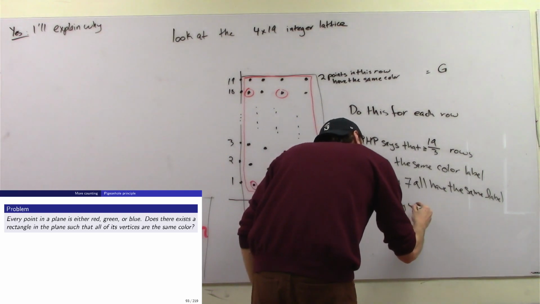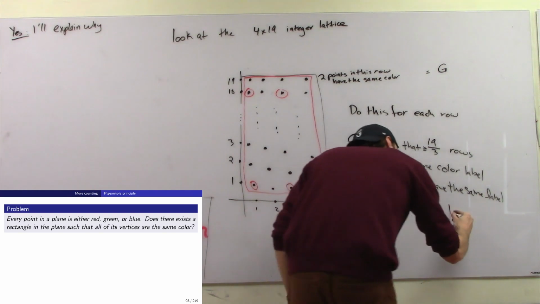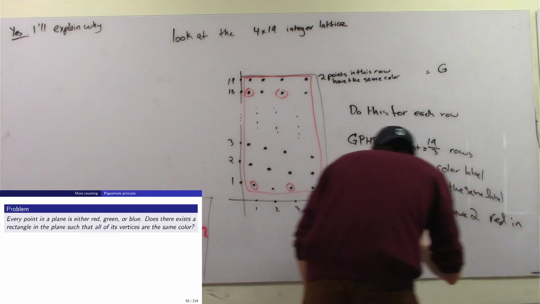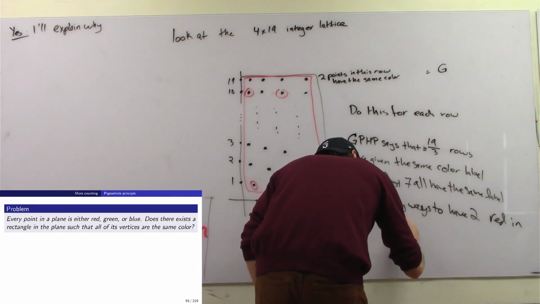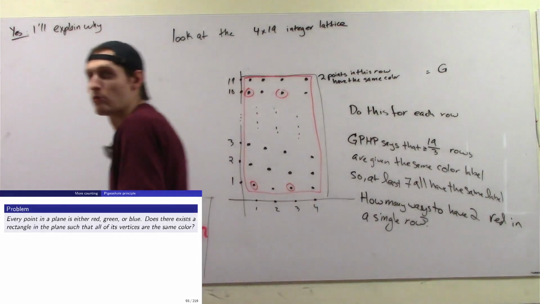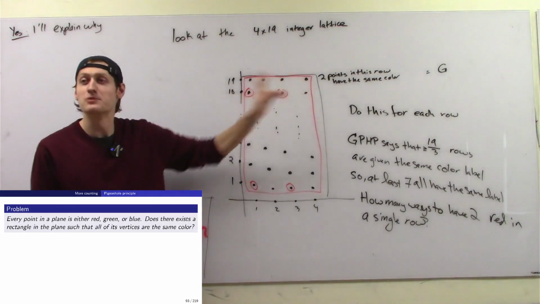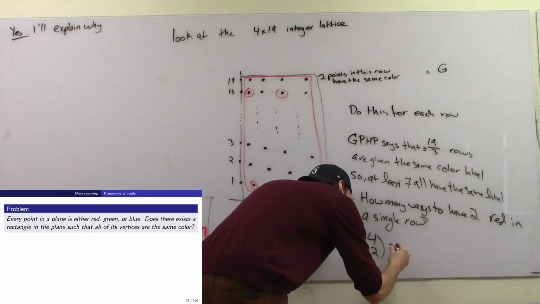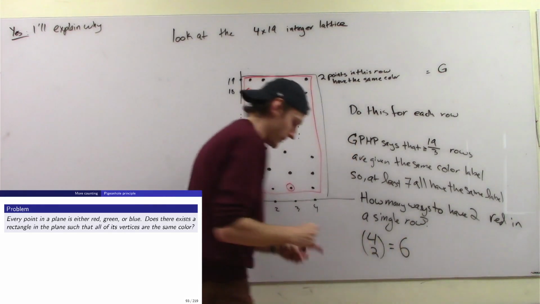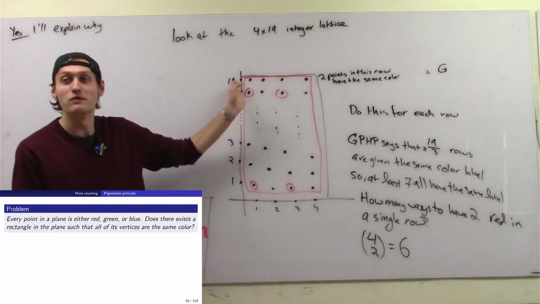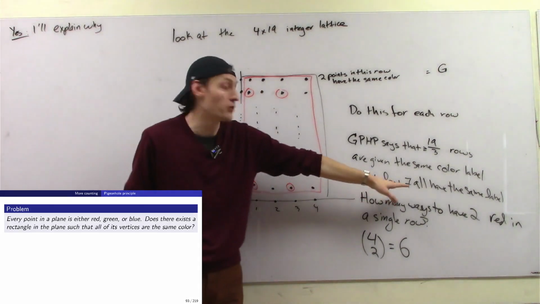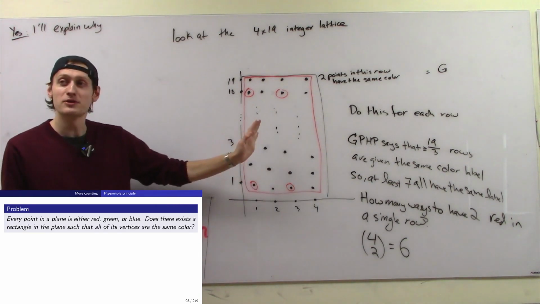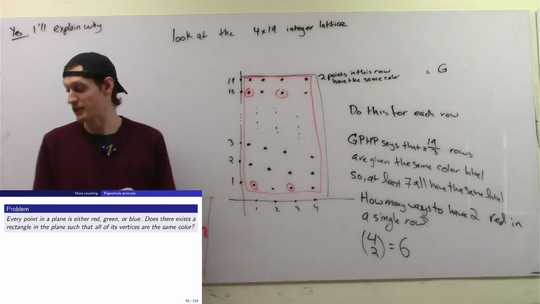How many ways to have 2, or more, red in a single row? What would I do here? I have 4 spots, and I'm choosing 2 of them to be red. So that's 4 choose 2. 4 choose 2 ends up being 6. Okay, so I have 6 possible ways to have 2 of these be red. But I have 7 rows with the same label, so I have 7 different rows that have 2 reds. So 7 rows, and only 6 different ways for them to be arranged differently. So what does that mean?